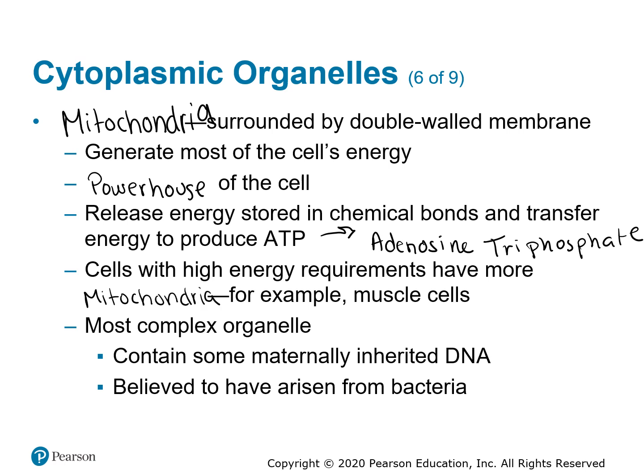For example, your muscle cells need a lot of energy. If you're running from a bear or something like that, you're going to want your cells to have a ton of energy so that you can outrun the bear and live, you know? So cells that need a lot of energy will have a ton of mitochondria. Cells that don't won't.